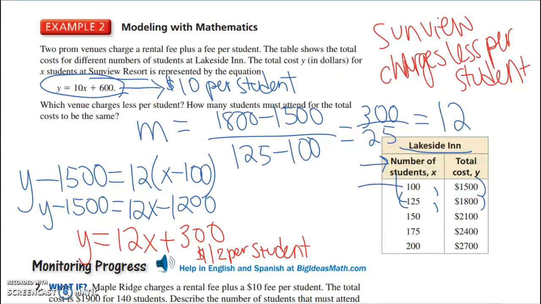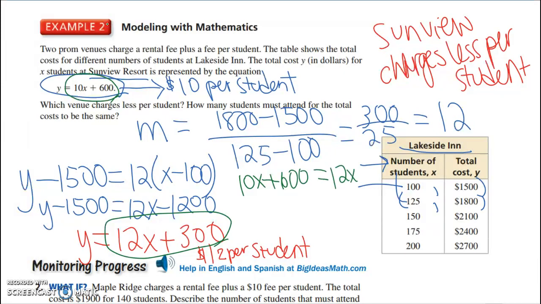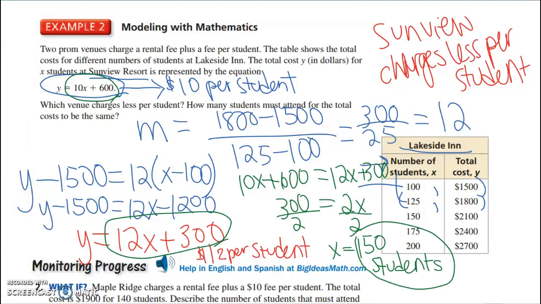Now, how many students must attend for them to be the same? For this, we want to set this equation equal to the other equation. So Sunview, set that equal to Lakeside Inn, and then solve for x. So I subtracted 300 from both sides, subtracted 10x. Now, what's my last step? We divide by 2 and we get 150 students. So if 150 students attend the prom, both venues will equal the same price.